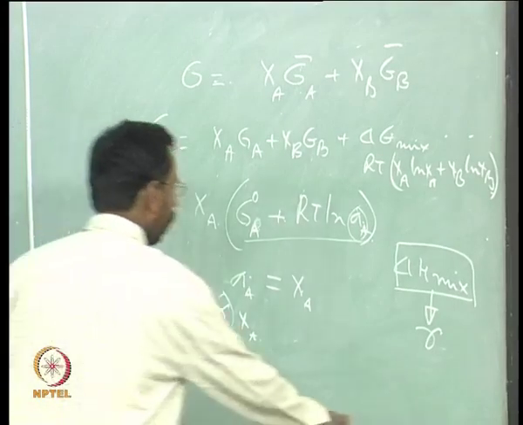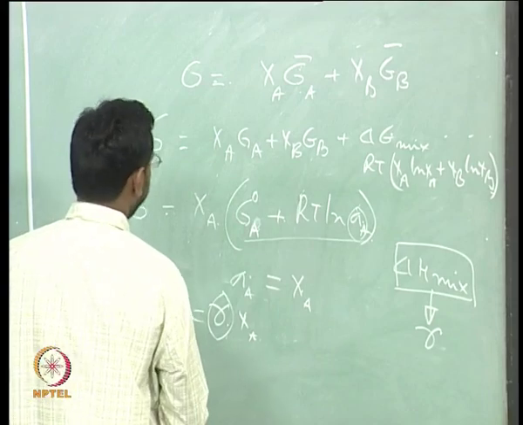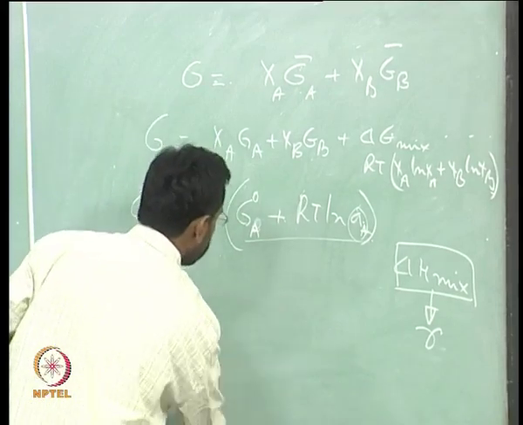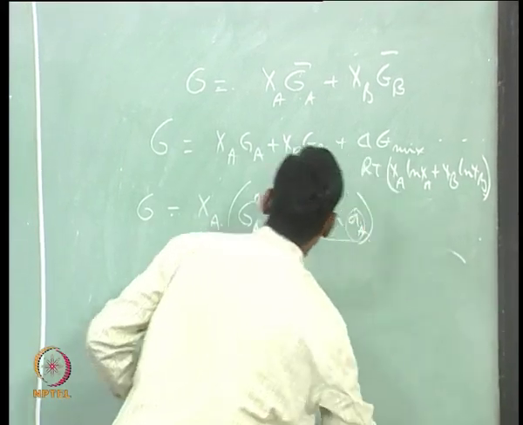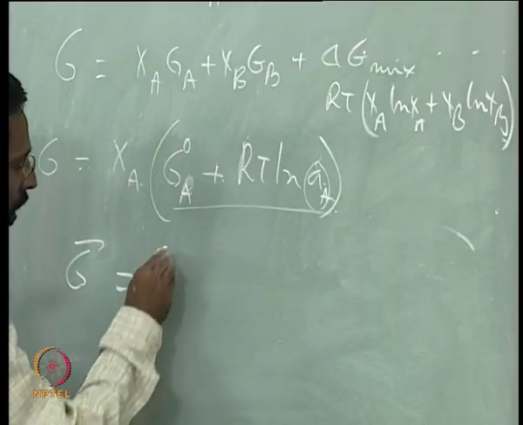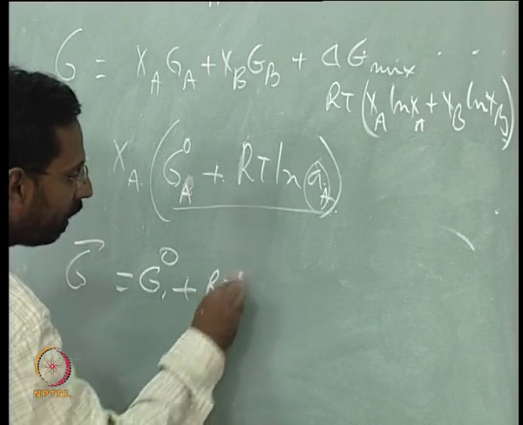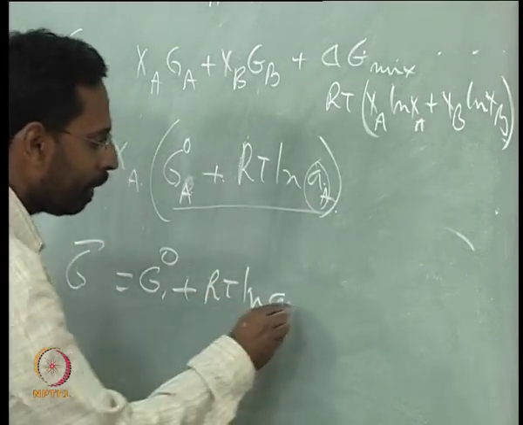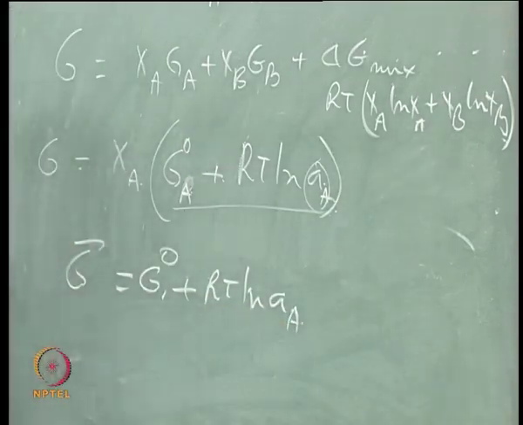But what is more important is you can take that G bar is G naught plus RT ln AA. If you remember this, we can do a lot of things. You hold on there, we will come back to that as we go along.